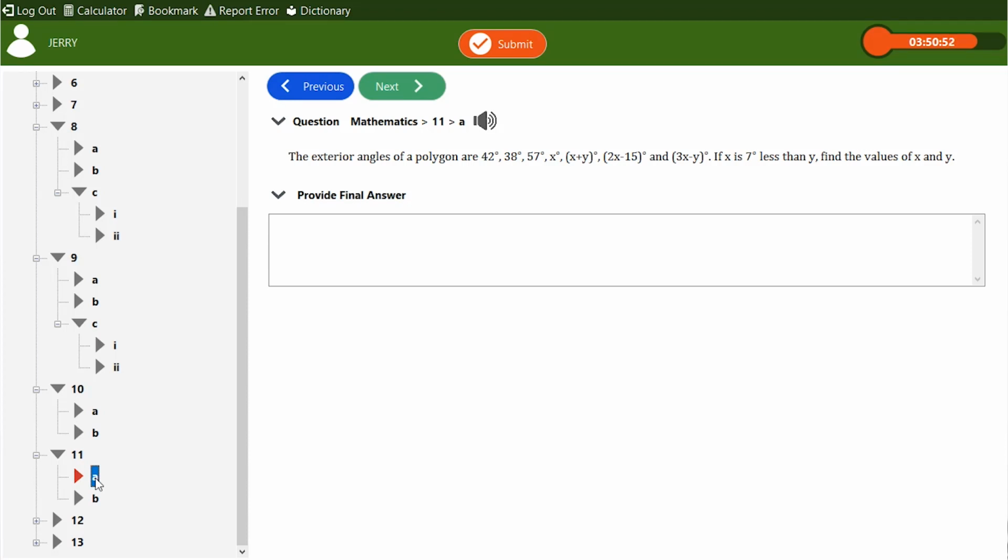The exterior angles of a polygon are 42, 38, 57, x degree, x plus y degree, 2x, and so forth. If x is 7 degrees less than y, find the values of x and y. Okay? This is a technical question anyway. But let us think about what we have first before we reason their reasoning.